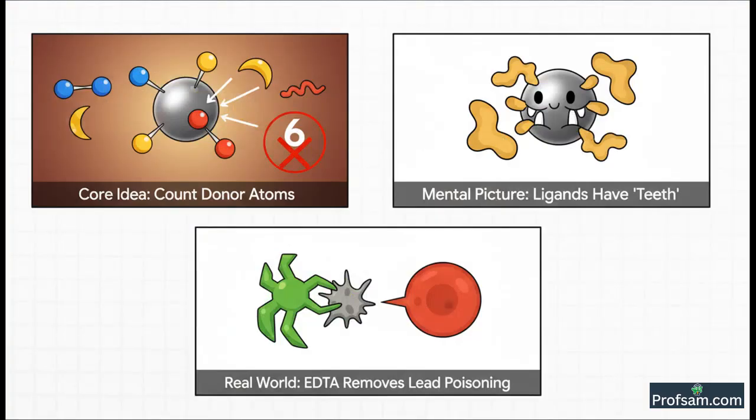So let's quickly recap the 3 most important things to remember. First, the core idea. Coordination number is always the count of donor atoms, not molecules. Second, the mental picture. Think of ligands having teeth that they use to bite onto the metal. And third, the real-world example. Remember how EDTA, a powerful ligand with 6 teeth, saves lives by removing lead from the body?